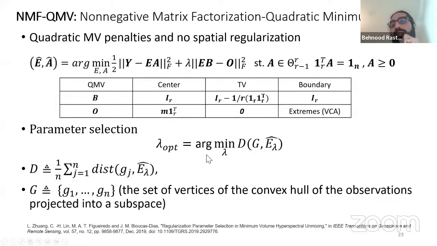And then they also proposed a parameter selection technique for lambda, which is very important. The main idea here is that the optimal lambda is the one that minimizes the boundary of the estimated end members and the boundary of the data points that you're having. So G here is the set of the vertices of the convex hull of the observation projected into a subspace. What they're trying to do is minimize this distance, and that's how they select the parameter lambda.